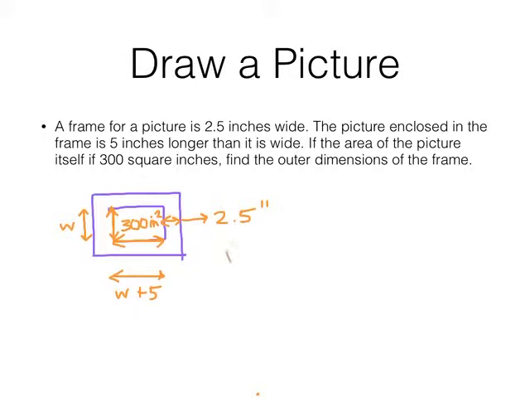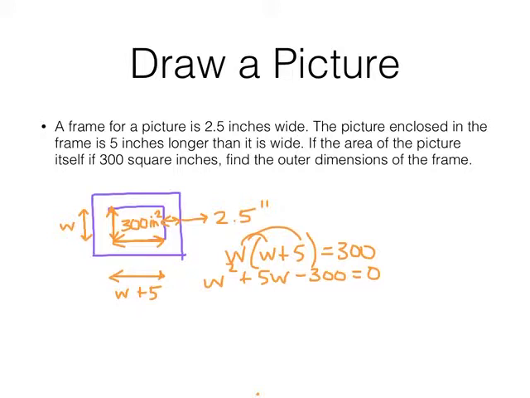Well, I know that W times W plus 5 is equal to 300. Why do I know that? I know that because they tell me the area of the photograph. So I'm going to solve this equation. First I'm going to distribute, so W squared plus 5W. Then I'm going to subtract 300, and I'm going to do them all at the same time. If that confused you, just write the steps out individually.